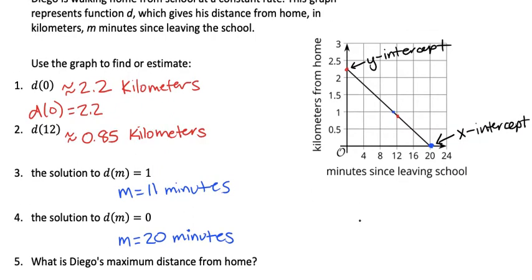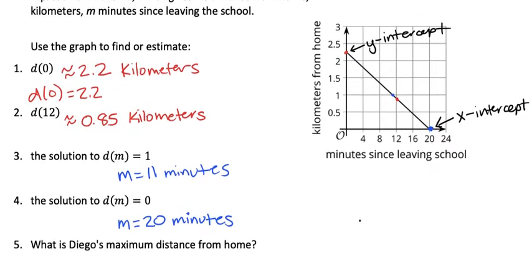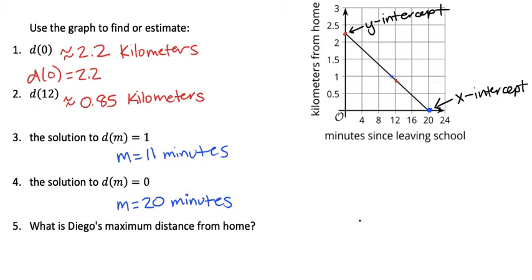And then the last part of the question is, what is Diego's maximum distance from home? So his distance from home is the highest at the start when he's at school, and as he's walking, he's always getting closer and closer to home. So his maximum distance from home is about 2.2 kilometers. And it happens when m equals 0 or when the time equals 0. Or you could say it happens at the start of his walk.